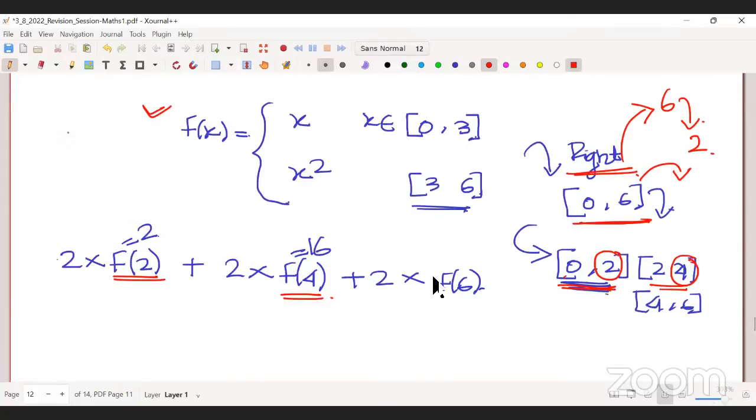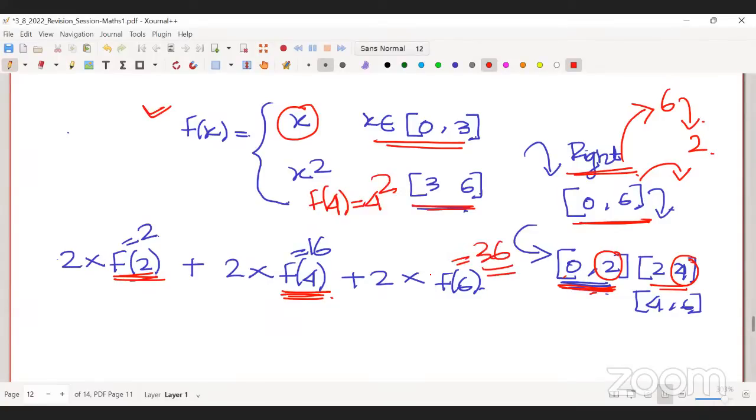Again, for the first interval, you are getting f of 2, right? Then you check the value of the function at 2. By definition, the value of the function is 2. Here you have f of 4. By definition, the value of the function is what? That is x square, that's why we are receiving this. This is 4 squared, which is 16. Then this is 36. Then take accordingly.